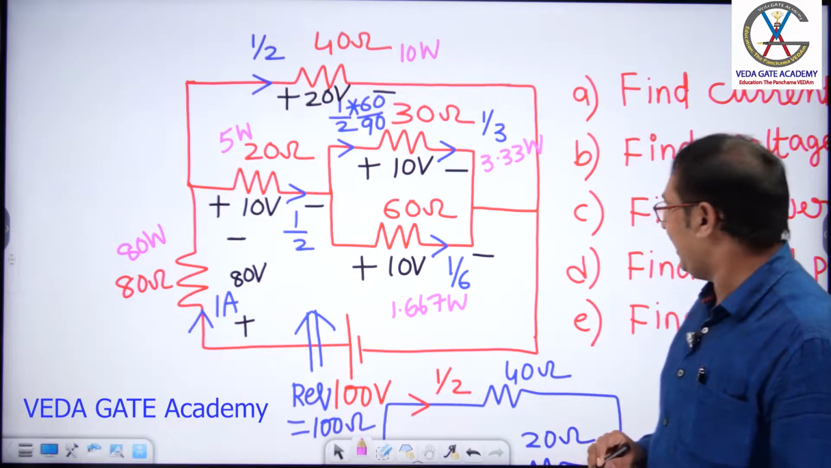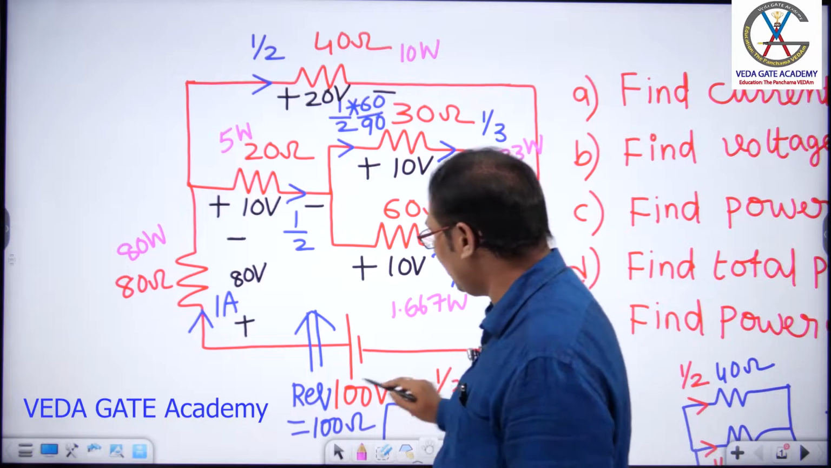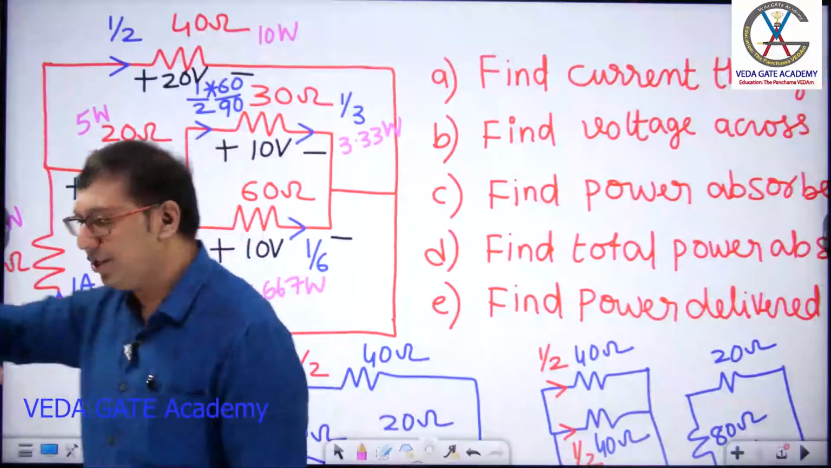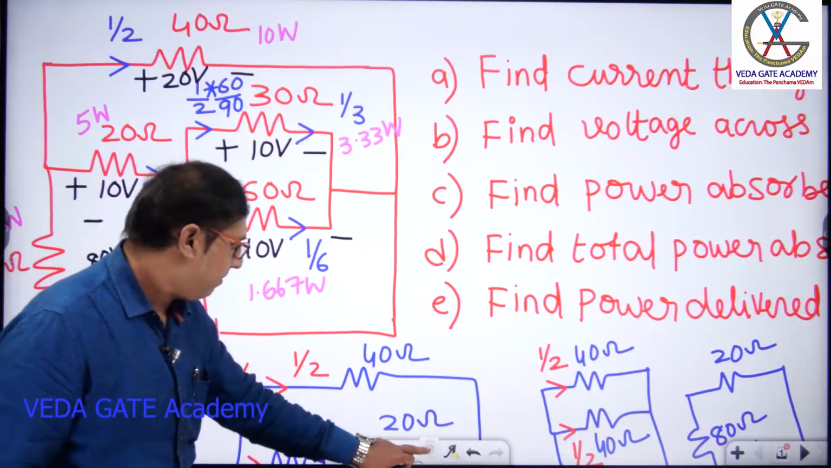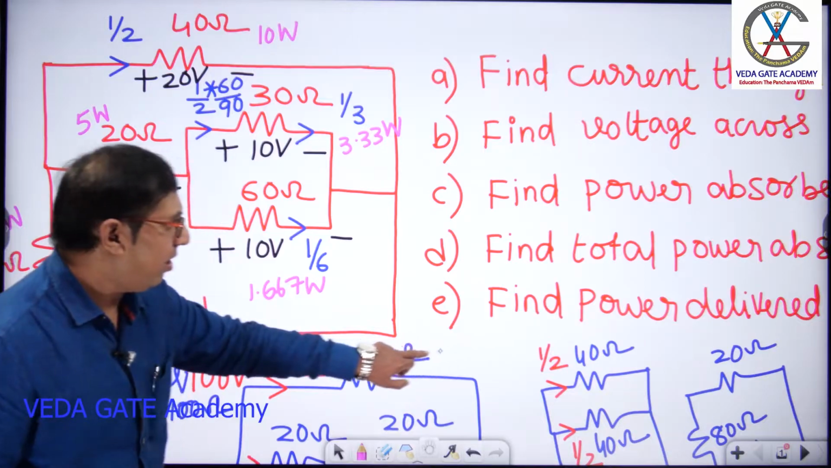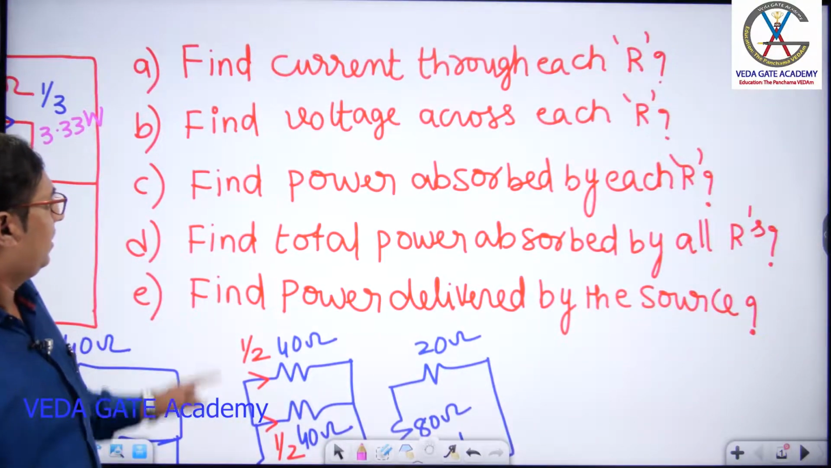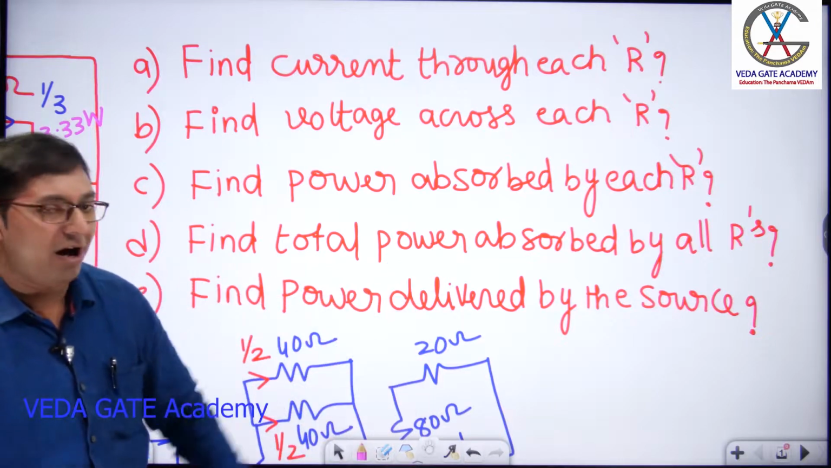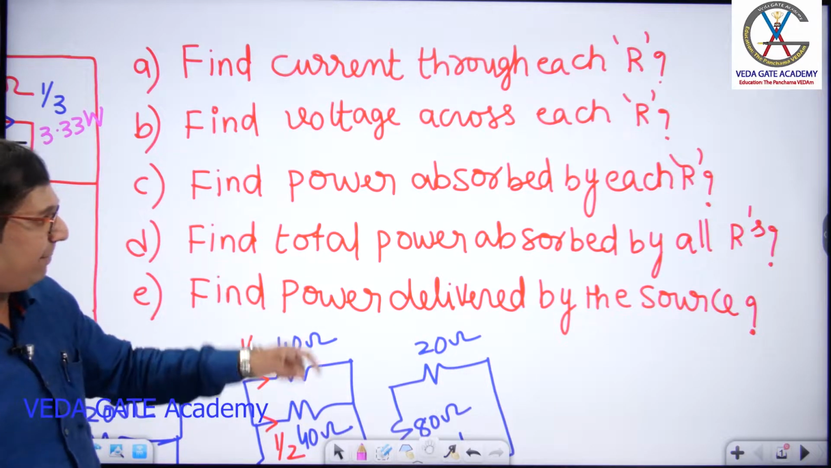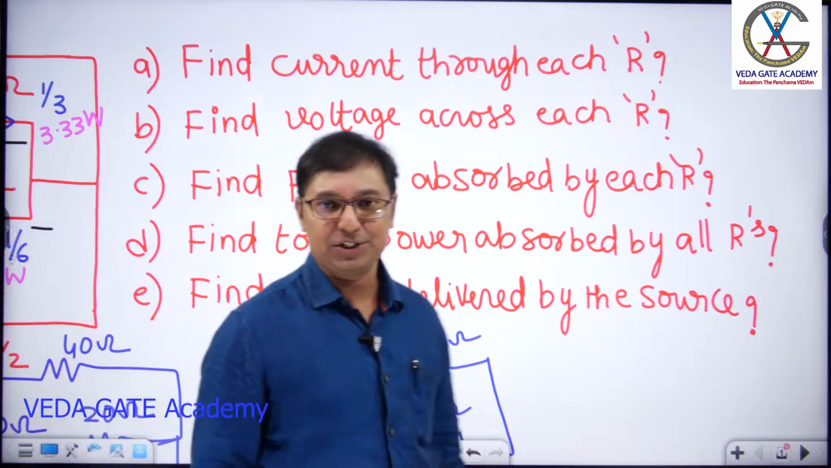Now the exam is asking, question D, find power absorbed by all the resistors. Please have a look at the question. Find total power absorbed by all R's. Question E, find power delivered by the source.